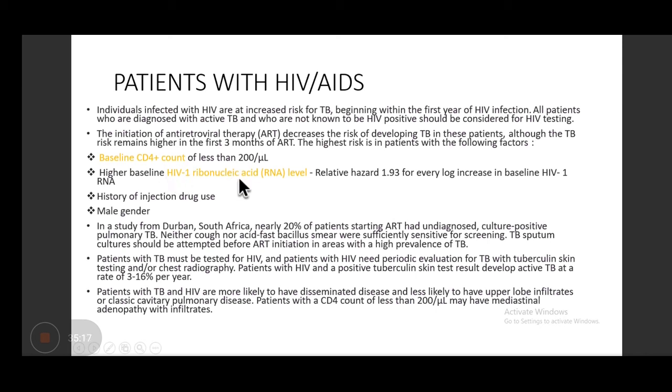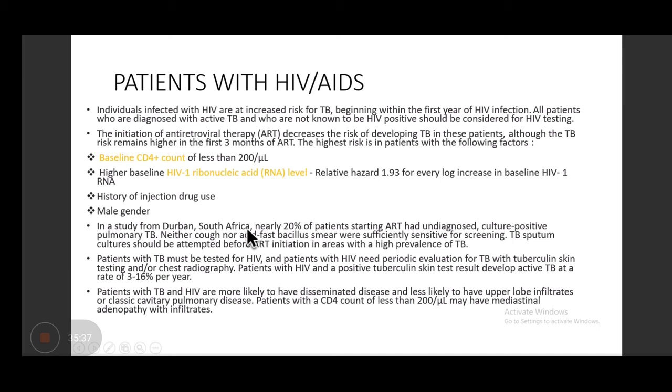Then, higher baseline HIV-1 RNA level. That is, the viral load is very high. Okay. Then your patients who are IV drug abusers, male gender. So these are the risk factors for your HIV/AIDS patients. They have an increased risk for tuberculosis.